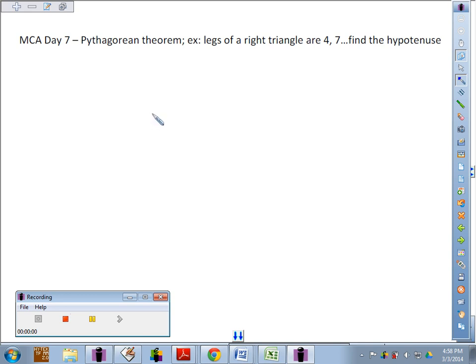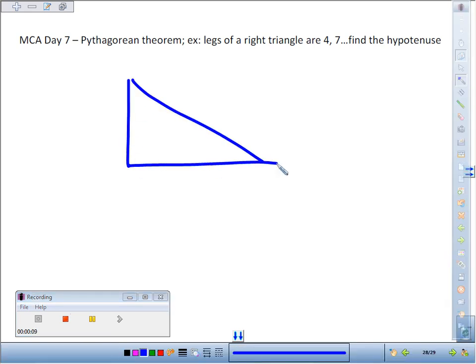MCA Day review of the Pythagorean theorem. Example: the legs of a right triangle are 4 and 7. Find the hypotenuse. A right triangle is any triangle that has a right angle in it. They tell us the legs, the sides that make the L, the 90-degree angle, are 4 and 7, and we're supposed to find the hypotenuse.